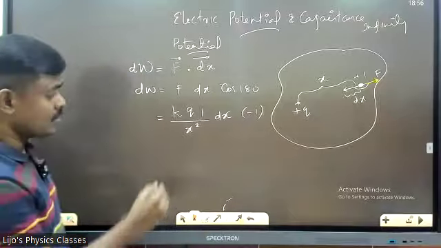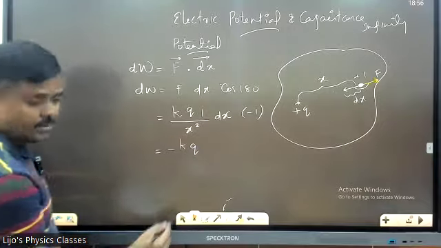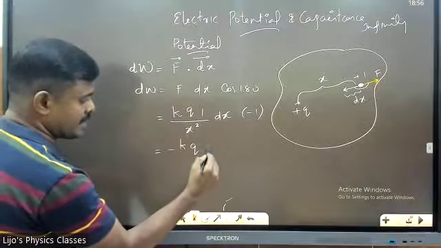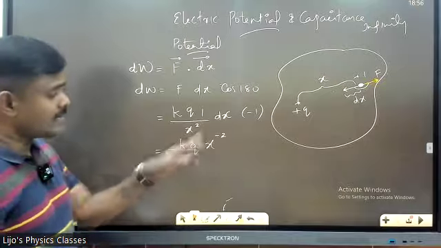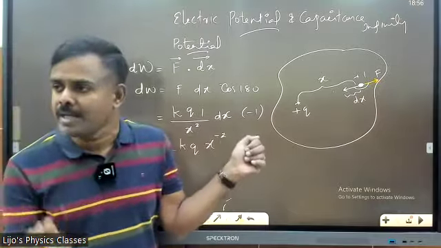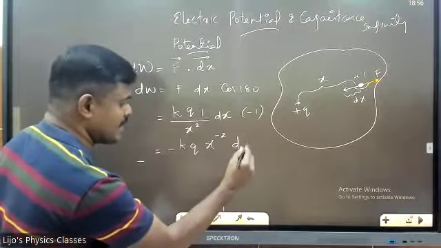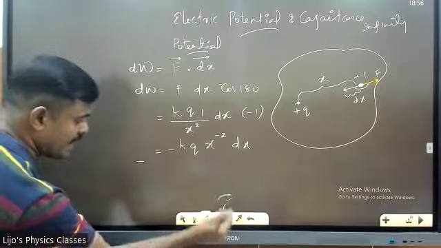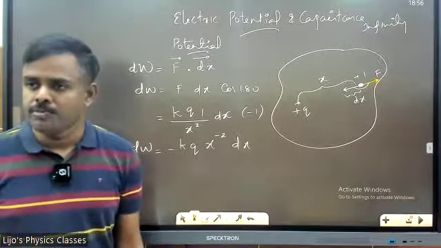All right. So look at that. That is equal to minus k into q into x square goes to the numerator. When something goes to the numerator, the power becomes negative. x raised to -2 into dx. Last step. What have I done now? I have taken the small work done. Now tell me the obvious step.